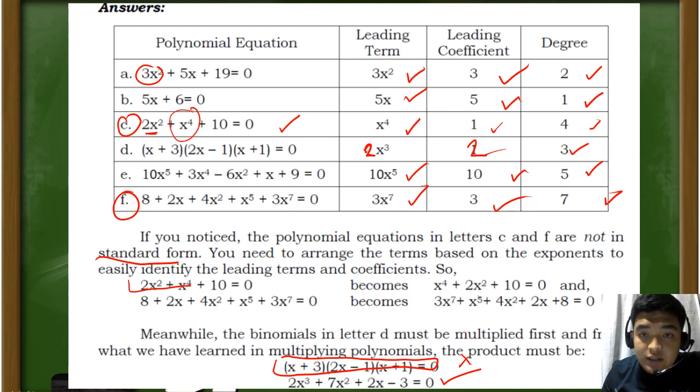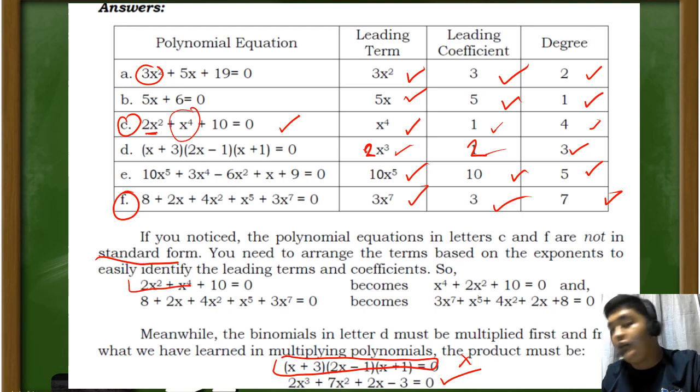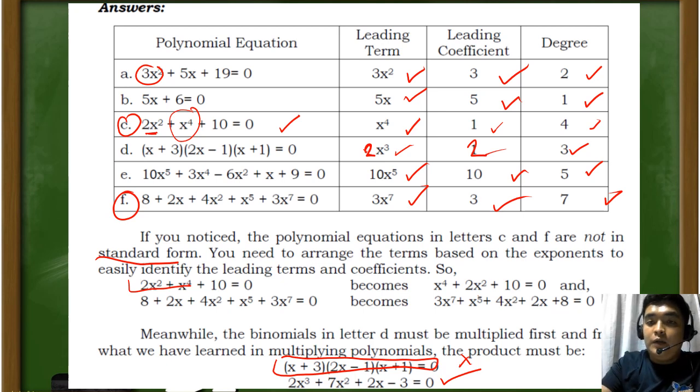So letter D should be 2, 2x cubed, as our leading coefficient. Okay, there is a typographical error. Okay, next.